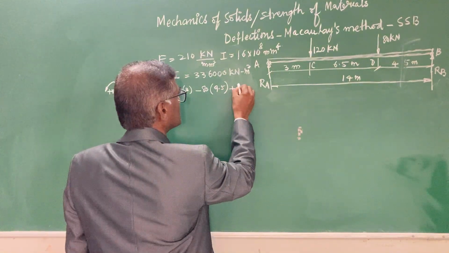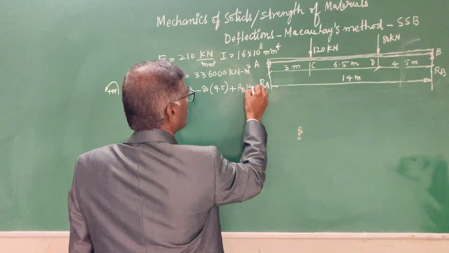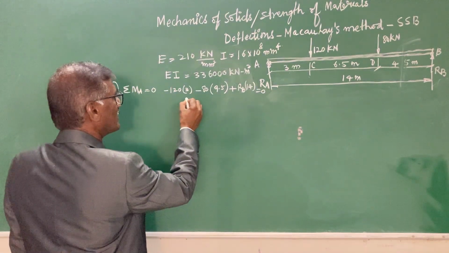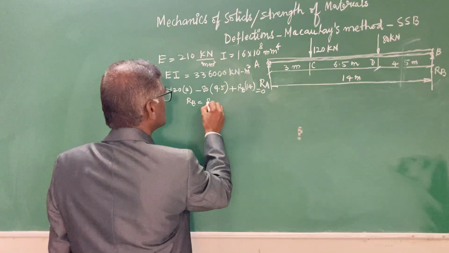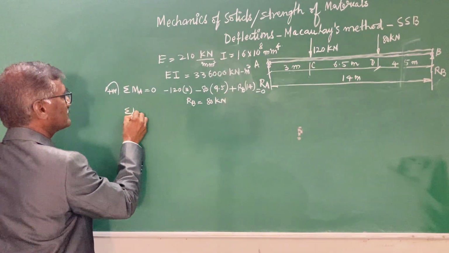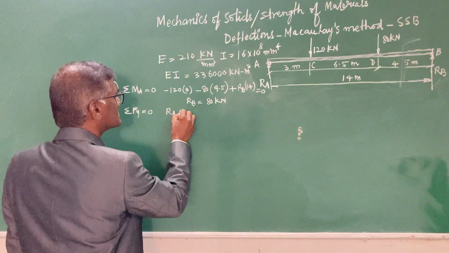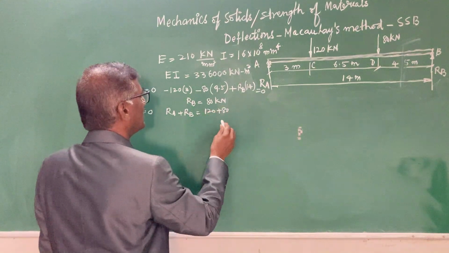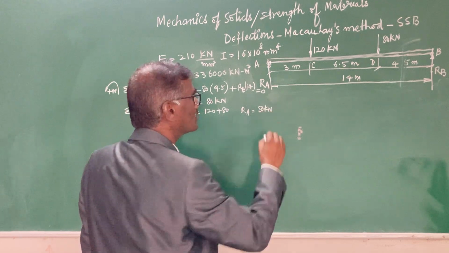These two are contributing clockwise turning effect, and your support reaction RB is contributing anti-clockwise, which is positive, and the moment arm is 14 meters, equals 0. So this is your equation of equilibrium. With this, let us find out RB. You are going to get the RB value as 80 kilonewtons. This is the first step. Now substitute in the second equation of equilibrium, sigma Fy equals 0. In this, RA plus RB equals 120 plus 80, and from this you can calculate RA as 80 kilonewtons. So you got both the support reactions.